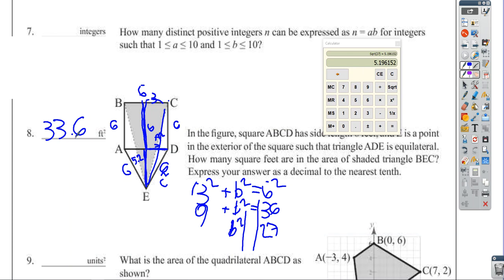All right, excellent. The only way we could have made this go faster is if we had recognized that this was a 30-60 right triangle. And so in a 30-60 right triangle, we know this height would be this value times the square root of 3. So 5.2 is also equal to 3 times the square root of 3.